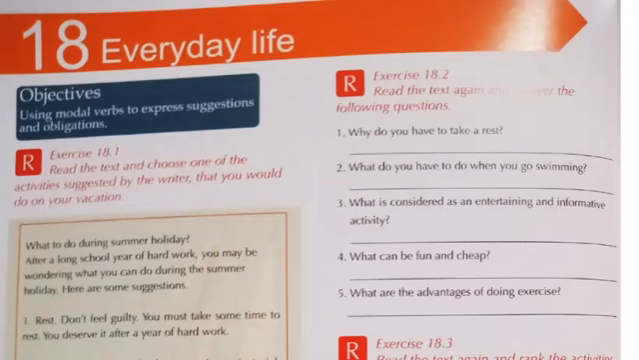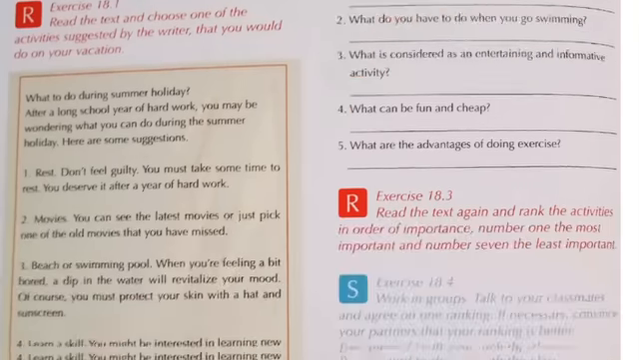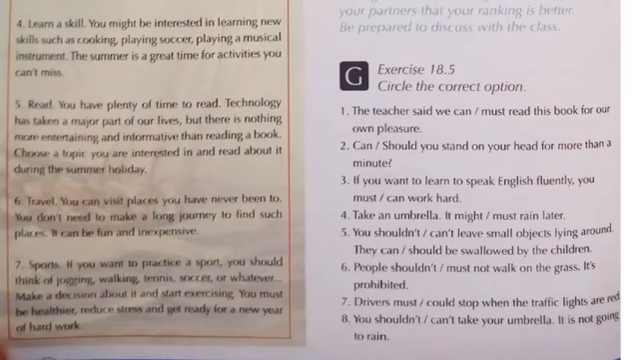Today I'm going to explain the activities from your book from unit 18, which is called Everyday Life. Objectives: using modal verbs to express suggestions and obligations. Now, you have to complete exercise 18.5, which says circle the correct option.